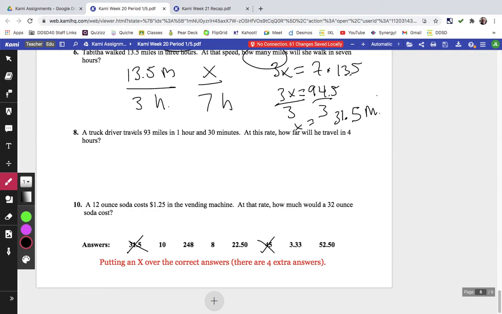There it is. A truck driver travels 93 miles in, I'm going to change that 1 hour and 30 minutes to 1.5 hours.